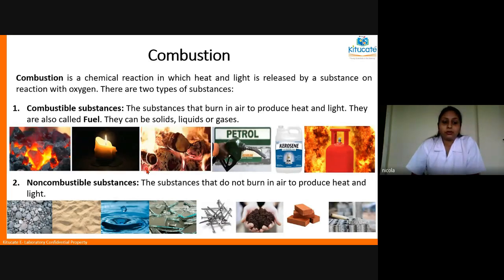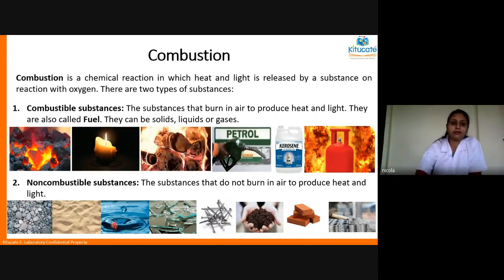Now, we can take a look at non-combustible substances. What are non-combustible substances? It is just the reverse. They cannot burn to produce heat or light. Take the example of stone, iron nail, sand, soil, water. They can't burn. Bricks, cement, they can't burn, and they cannot produce heat or light. So these kinds of substances are called non-combustible substances.